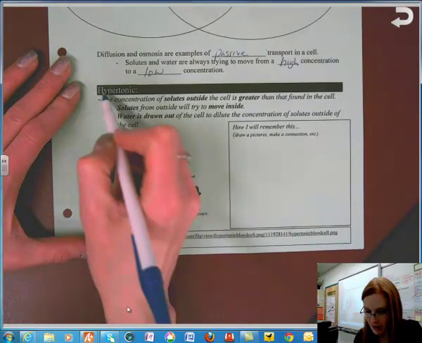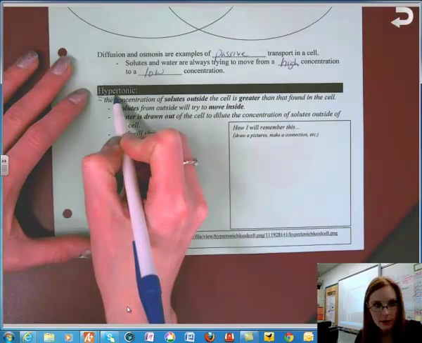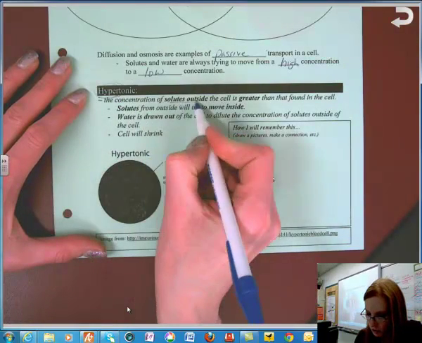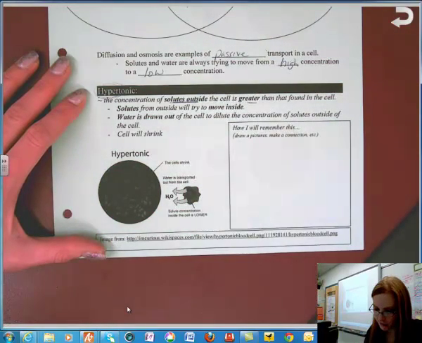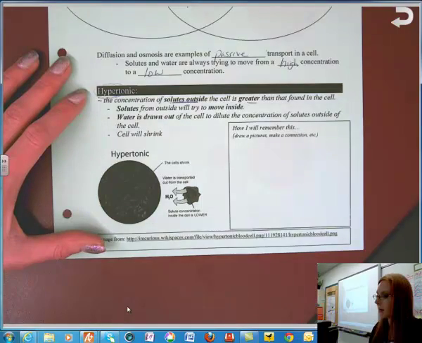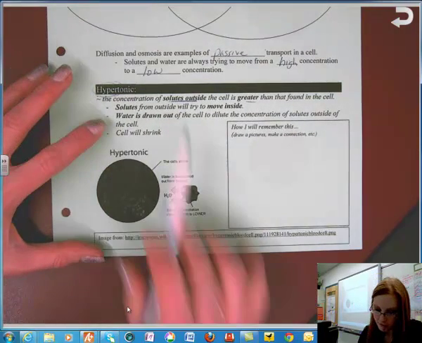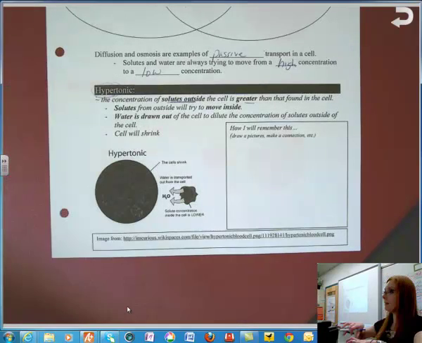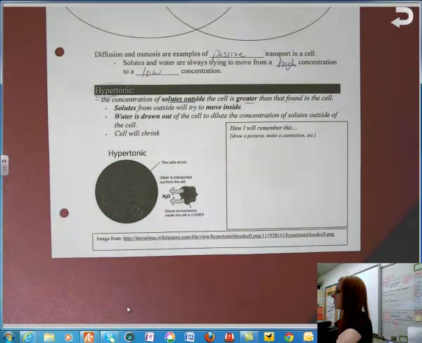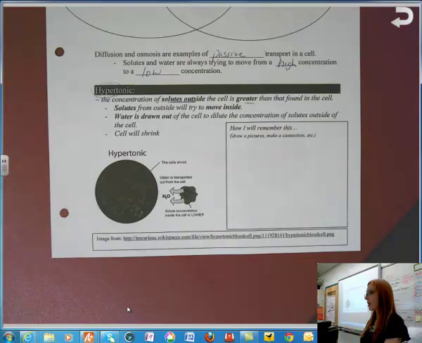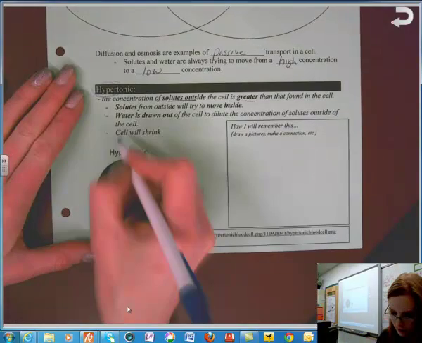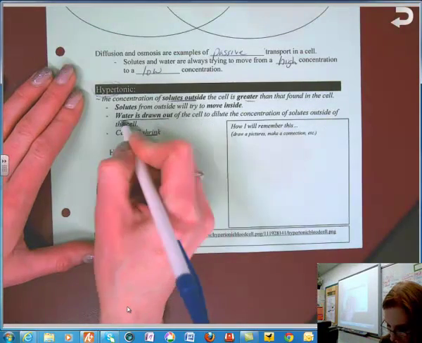So, hypertonic. You want to make sure that you realize that we're on hypertonic. The concentration of solutes outside of the cell is greater than that of inside the cell. So solutes from outside try to go in. If there's more solutes outside, the water in the cell wants to go from a high water concentration inside to a low water concentration outside. So the water leaves the cell and the cell shrivels up or gets dehydrated. So in a hypertonic solution, the water goes out of the cell. So the cell will shrink, water goes out would be key things to highlight.